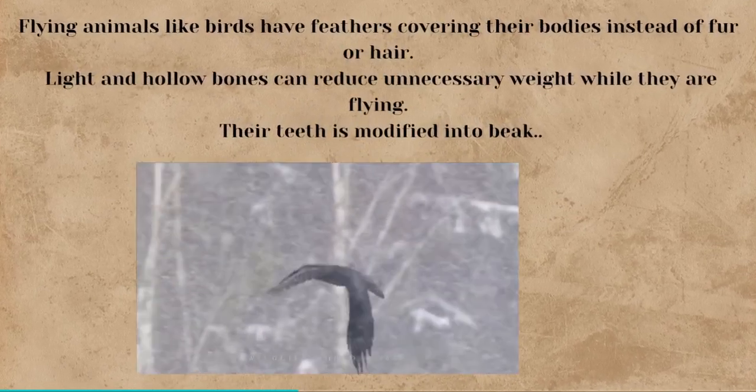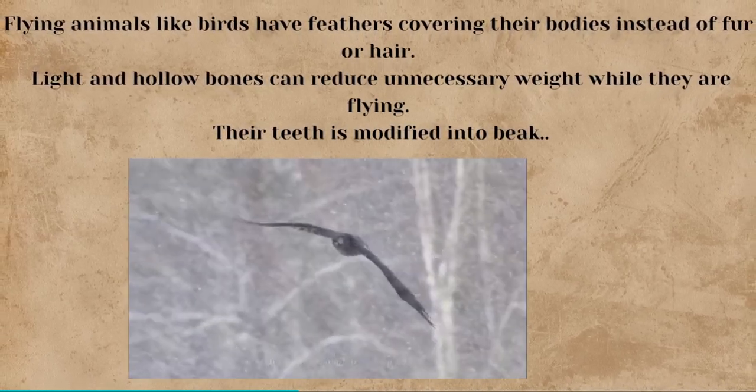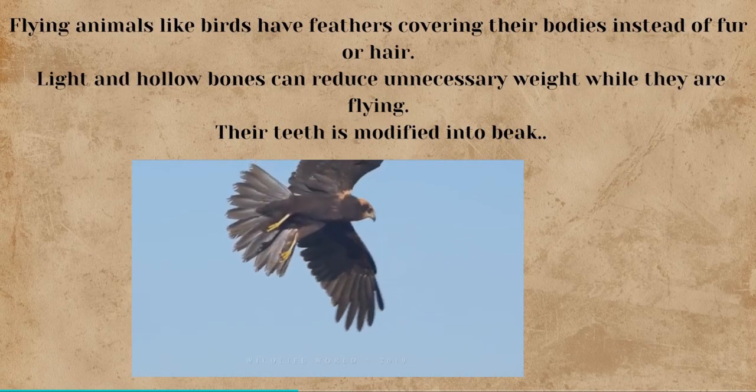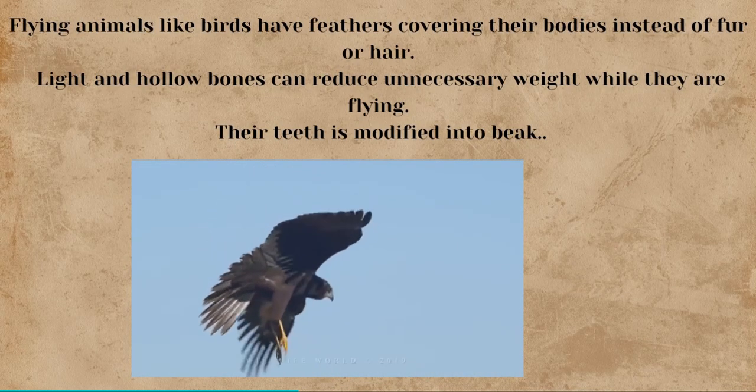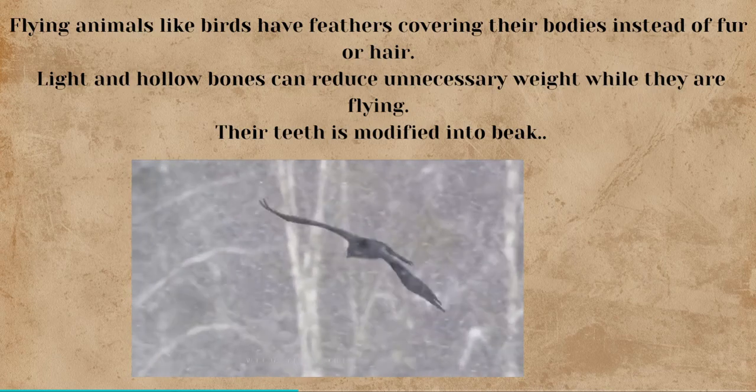Flying animals like birds have feathers covering their bodies instead of fur or hair. Light and hollow bones reduce unnecessary weight while they are flying. Their teeth are modified into a beak.